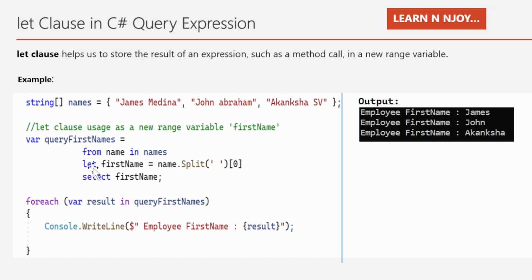If you notice in this statement, we have written from name in names. Name is nothing but the previous range variable. If you are going to use let, we can use name also in the select clause if you want to. But if you use this into clause, right, then the name range variable is not visible. Basically, it got hidden when we use this into clause. So that's the difference between let and into clause in C# query expression, right?